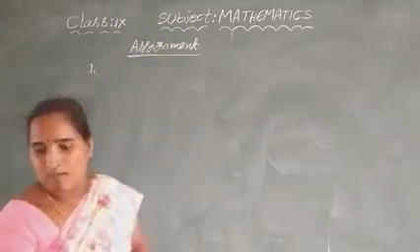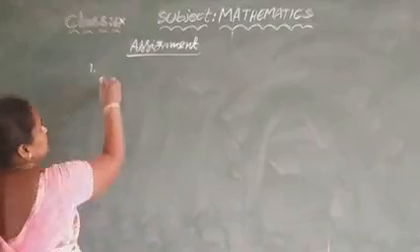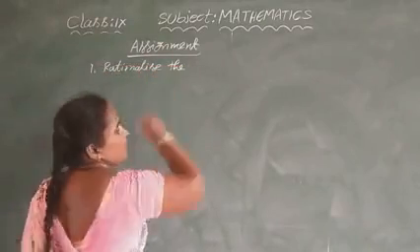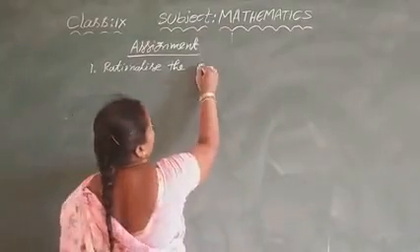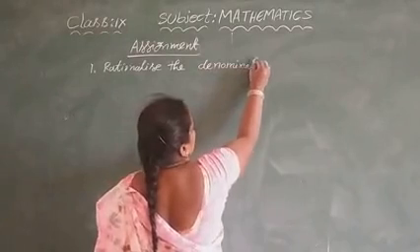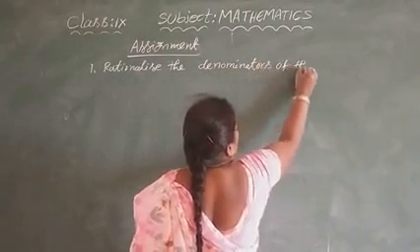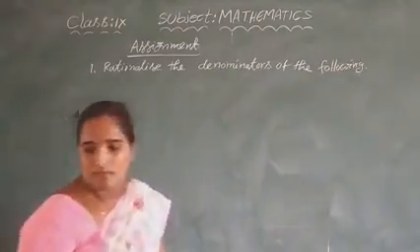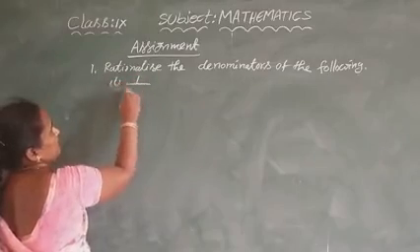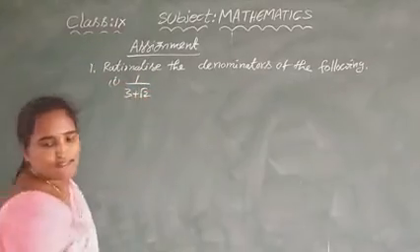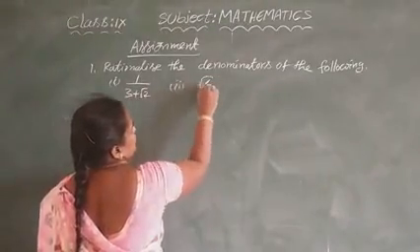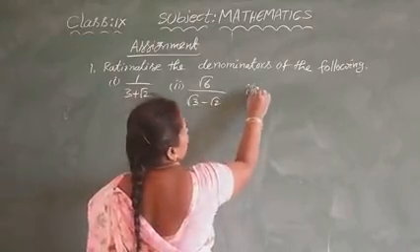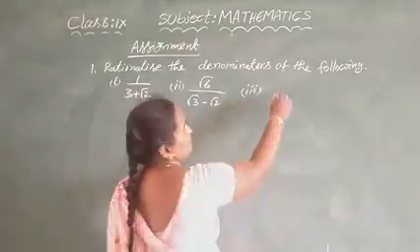First problem. Rationalize the denominators of the following. First one, 1 by 3 plus root 2, and second one, root 6 divided by root 3 minus root 2, and third one, 1 by root 7.